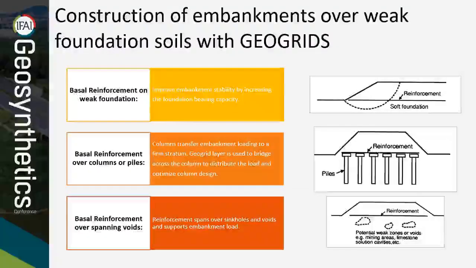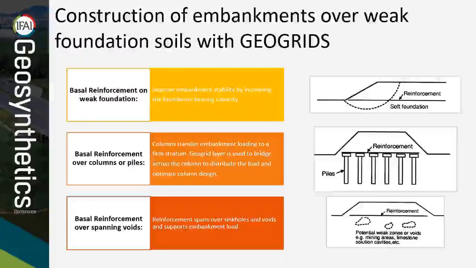Construction of embankments over weak foundation soils with geosynthetic is also known as basal reinforcement. It is an application where a high-strength geosynthetic reinforcement is placed directly on top of the weak foundation, and then the embankment or the structure can be built on top of it. We can identify three different types of basal reinforcement: over weak foundation, over columns, or over voids. And today I'm going to be focusing on the first two.